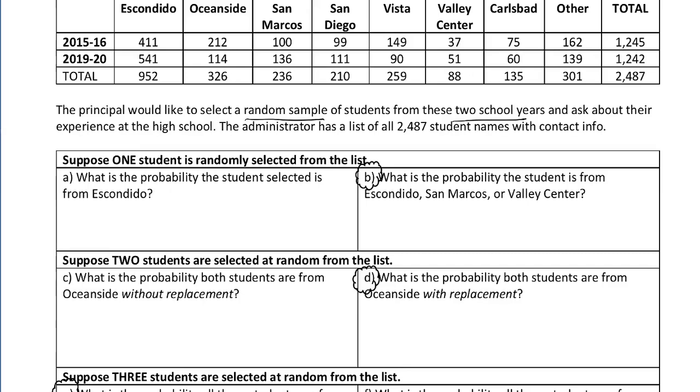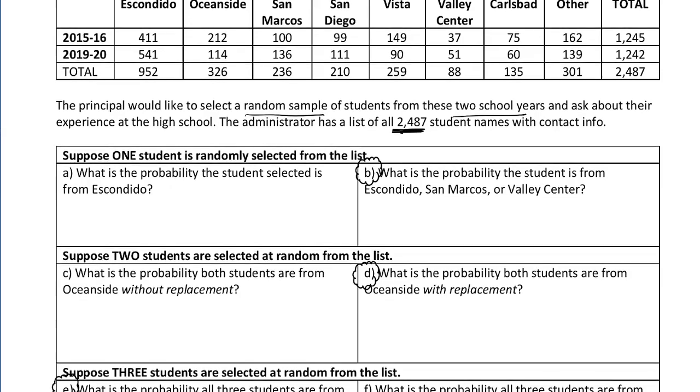Colleges and high schools do this. They like to see how their graduates turned out. The administrator has a list of all 2,487 student names with their contact info. Now these years are 4 years apart. So even if you were a freshman in 2015, you would have graduated before the school year 2019-2020. So there's no overlap. There's no students who started in 2015-16 and then continued to be students in 2019-2020. They would have been in high school for 5 years that way. And thankfully that didn't happen.